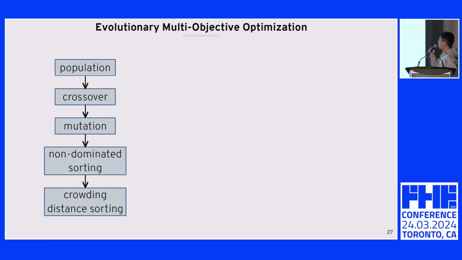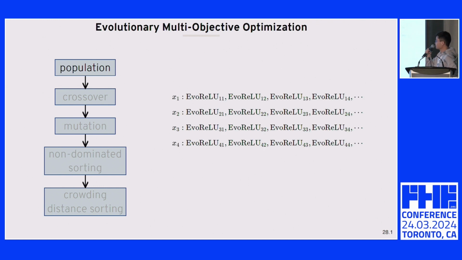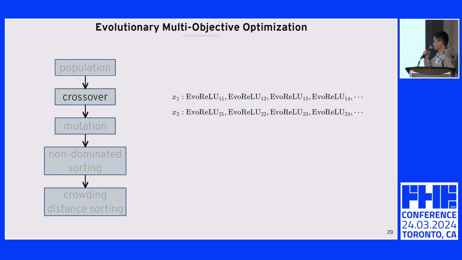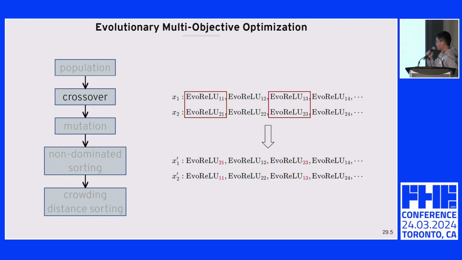The evolutionary multi-objective optimization is a general framework. So evolutionary multi-objective optimization is a population-based optimization algorithm. So it has a type of different candidate solutions. So each solution, X1, has layer-wise evil ReLU, and we have many candidate solutions. We just need to optimize these candidate solutions to let them uniformly distribute over a trade-off. We design the crossover and the mutation search algorithm to explore new solutions to improve the trade-off. So crossover, just like we randomly combine two solutions and generate two new solutions.